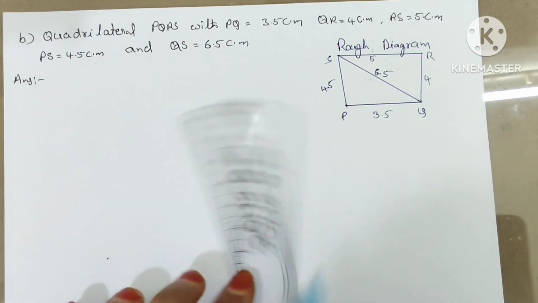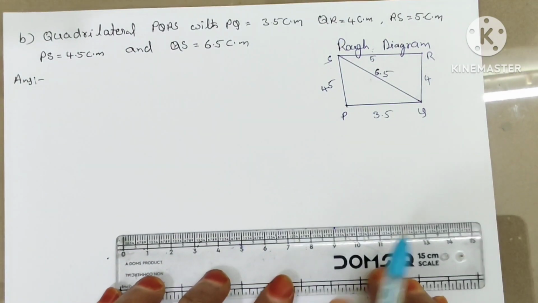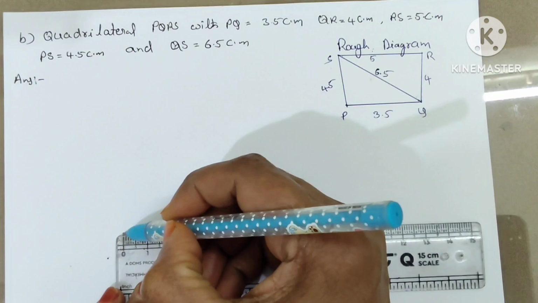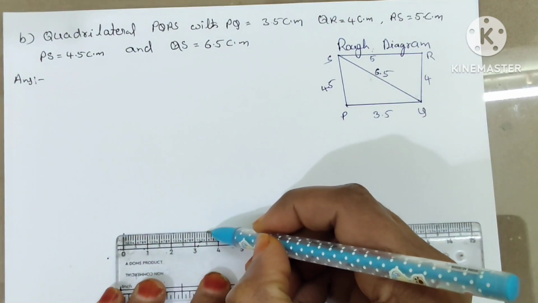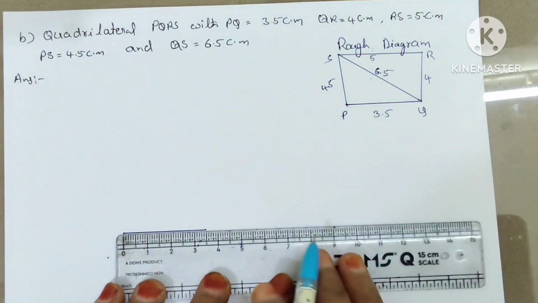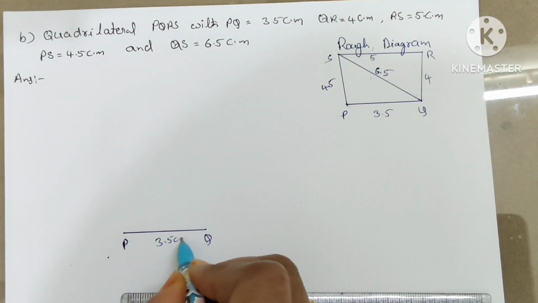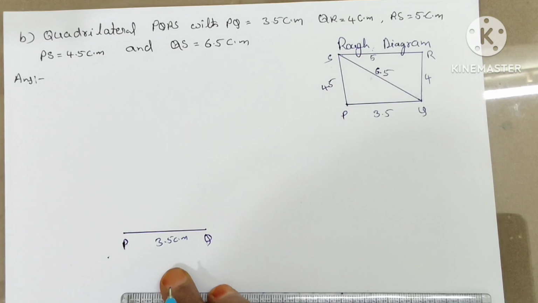First, the PQ line segment. The PQ line segment is 3.5 centimeters. Here 0, 3, after the fifth line. So draw the PQ line segment. PQ 3.5 centimeters is the measurement.